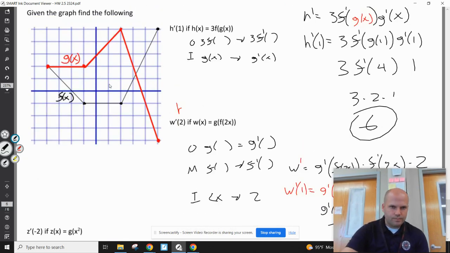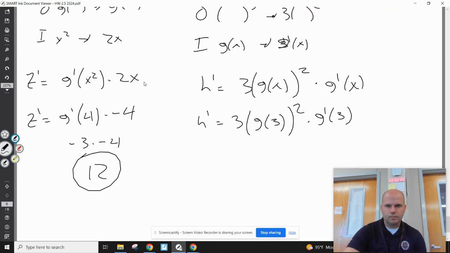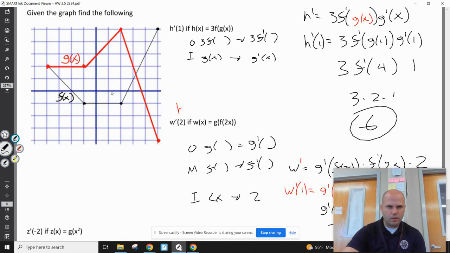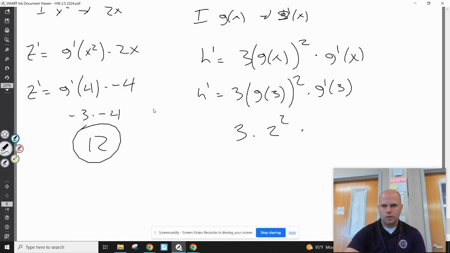G of 3, 1, 2, 3 is 2. That's the red line. 3 times 2 squared times g prime of 3, 1, 2, 3 is the slope negative 3. So negative 9 times 4 is negative 36.